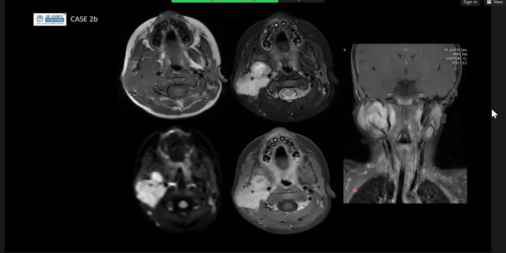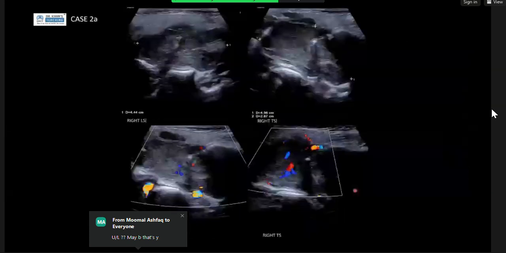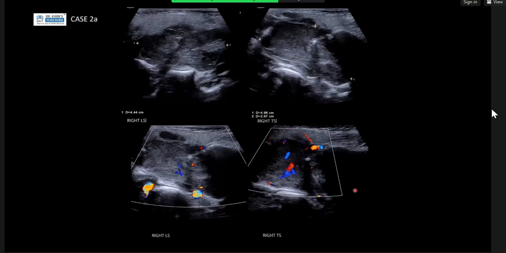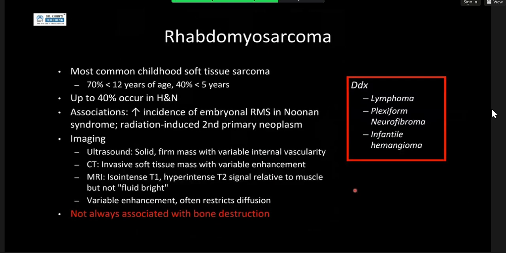I would accept your neurofibroma, as I said, and your lymphoma. Because of the age, I'm not thinking of something like infantile hemangioma, because on ultrasound I would expect it to be a bit more vascular, although it's quite well defined. I think the ultrasound characteristics go against it. Carotid body tumor and glomus tumor are for an older population than a younger population.